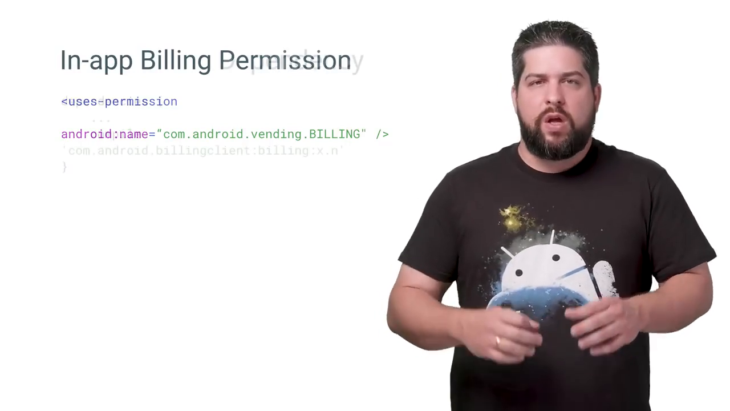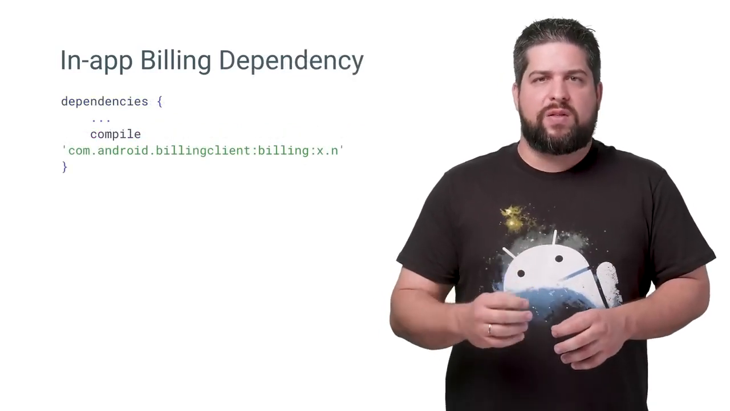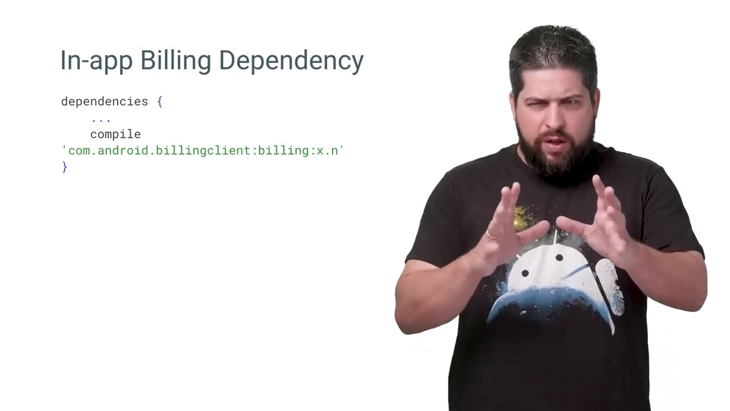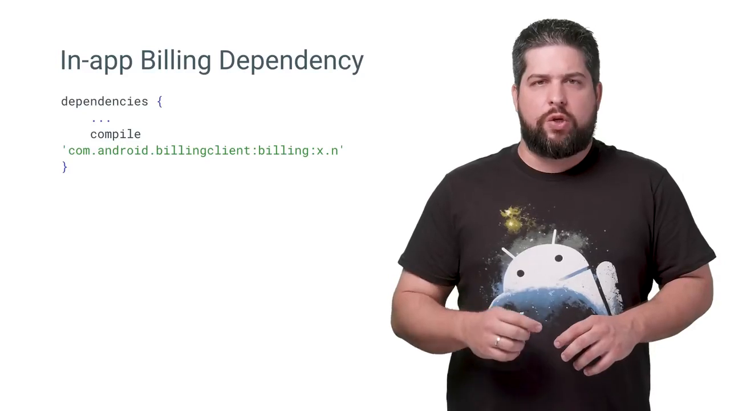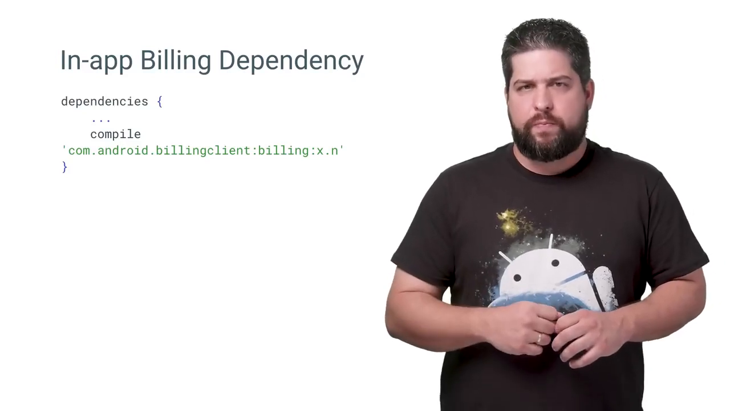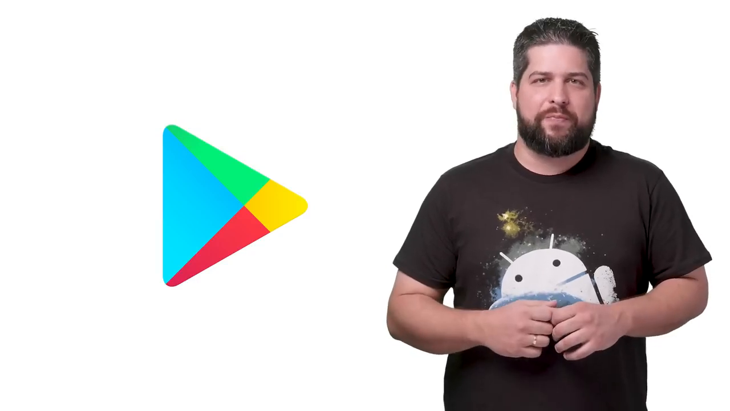XML file. To use the library, add the following dependency in your build Gradle file. But attention, check on the Play Billing library page for the latest version number to add the correct dependency in your app. After this setup, you are good to go and start using the Play Billing library.